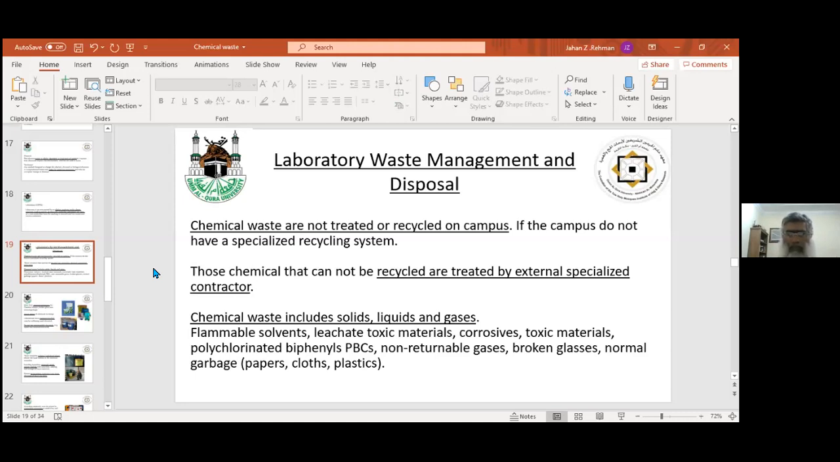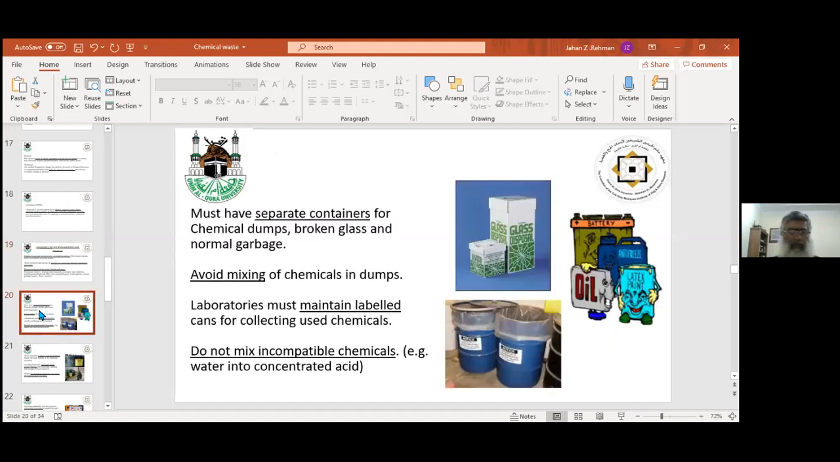But in a simple way, as we know, chemicals are toxic, corrosive, and many other things are possible. So we have to put them in different containers. This is a part of lab management, that you use separate containers or separate canisters for all of them.